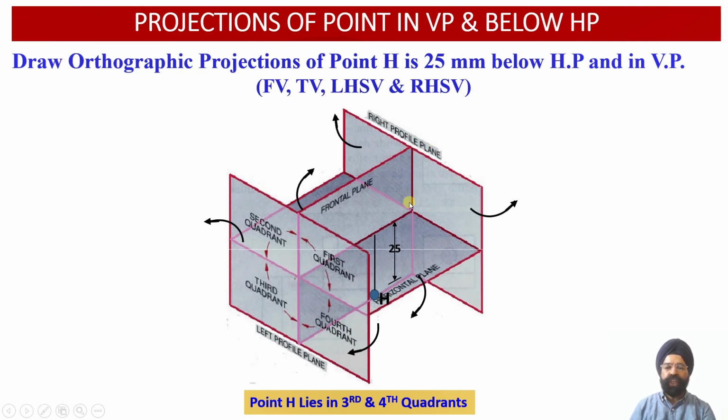Now this portion of the right profile plane which is available in front of the vertical plane in quadrants 1 and 4 will be rotated towards the rightward direction about this vertical hinge. And finally this portion of the right profile plane which is lying behind the vertical plane in quadrants 2 and 3 will be rotated towards the rightward orientation about this vertical hinge.